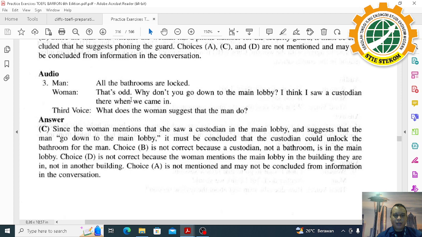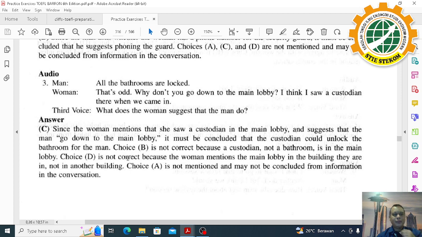And then the third voice asks, "What does the woman suggest that the man do?" So the best answer is C, since the woman mentioned that she saw a custodian in the main lobby. She suggested that the man go down to the main lobby. It must be concluded that the custodian could unlock the bathroom for the man. So the best answer is C, yeah?